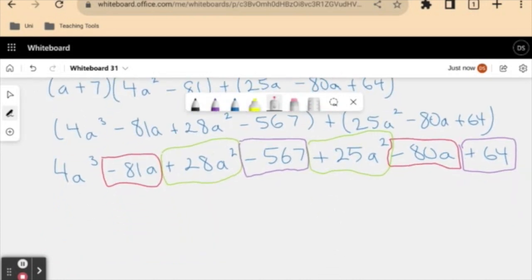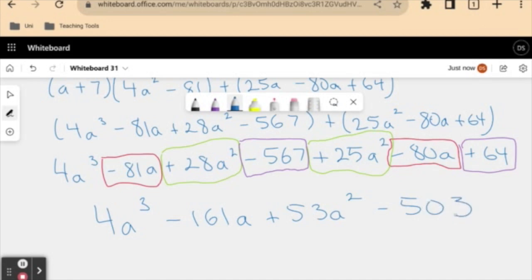Now, last step, we end up with our 4a cubed and our negative 81a and our negative 80a will give us negative 161a. And our a squared, our positive 28a plus positive 25a should give us positive 53a squared. And negative 567 plus 64 will give us negative 503. So this was a huge question, right?